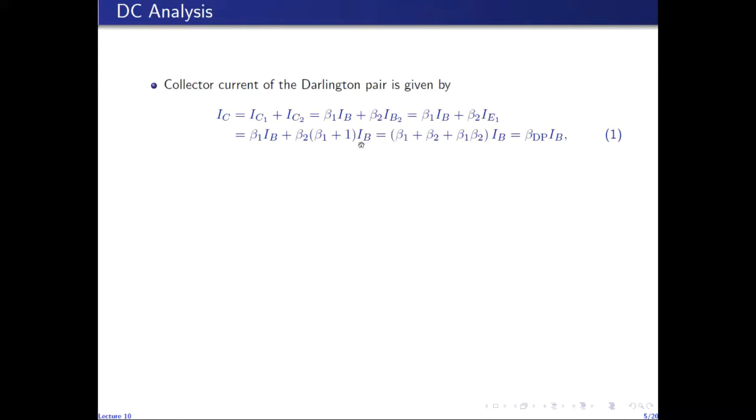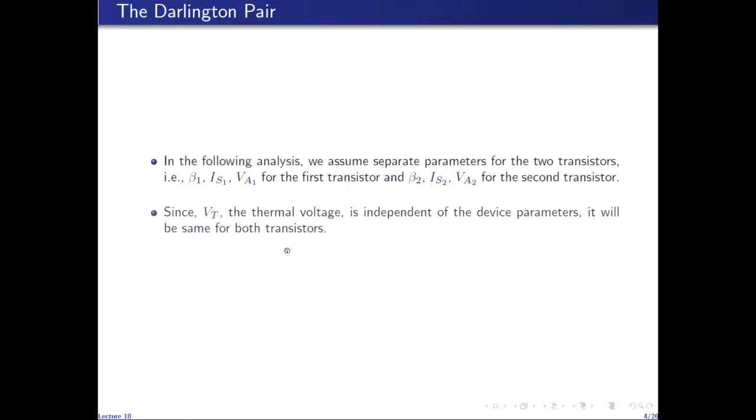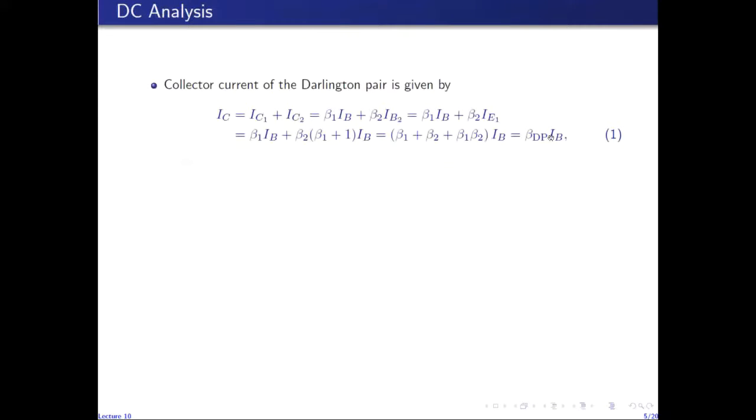Taking IB out common, we can realize straight away that the ratio of the collector to base current is equal to this factor. So we know that for a transistor, the ratio of the collector to base current is called the beta of the transistor. So we can define this factor as the beta of the Darlington pair, of the overall circuit. That is, the total collector current is related to the total base current through this factor, which we call the beta of the overall circuit, or the beta of the Darlington pair. We denote it by beta subscript DP.